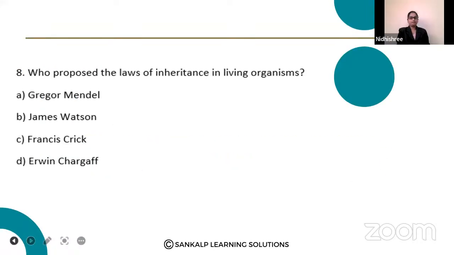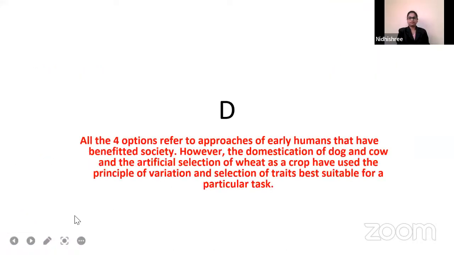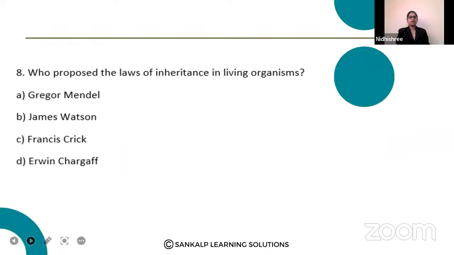Eighth question. Who proposed the laws of inheritance in living organisms? Very easy question. Option A, Gregor Mendel. Option B, James Watson. Option C, Francis Crick. Option D, Erwin Chargaff. Option A, ma'am. Gregor Mendel, right answer. Most of them answered in chat box as option A. Okay, correct. Fine, option A is the right answer.